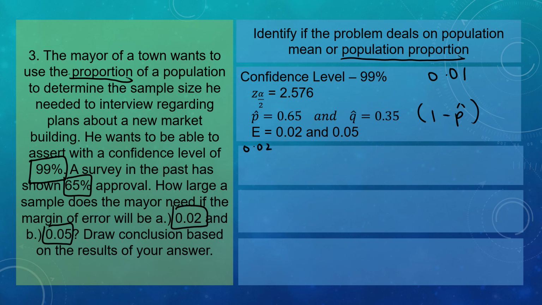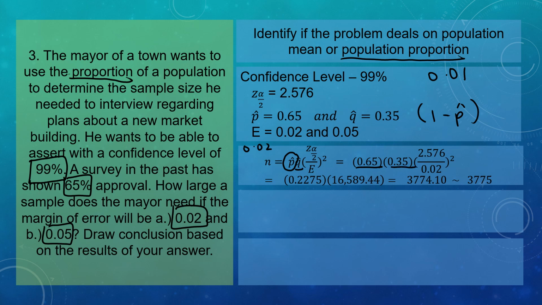So, for 0.02, let's start by applying the formula: P hat times Q hat times Z sub alpha over 2 over E, quantity squared. So, by substitution property, instead of P hat, we're going to write 0.65. Instead of Q hat, we're going to write 0.35. Instead of Z sub alpha over 2, we're going to write 2.576. Instead of E, we're going to write 0.02.